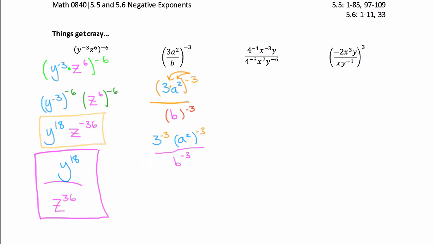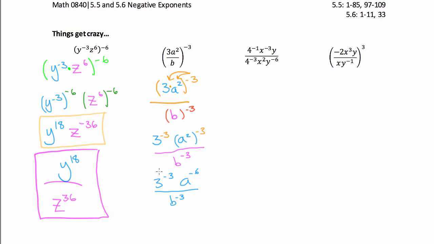And before I start worrying about who's going to go where, I'm going to get that thing nice and simplified. So I have 3 to the negative 3. A to the power of 2 to the power of negative 3 is going to be a to the negative 6. And I have b to the negative 3 down here. And now I have a situation where everybody is unhappy. Everybody has a negative exponent.